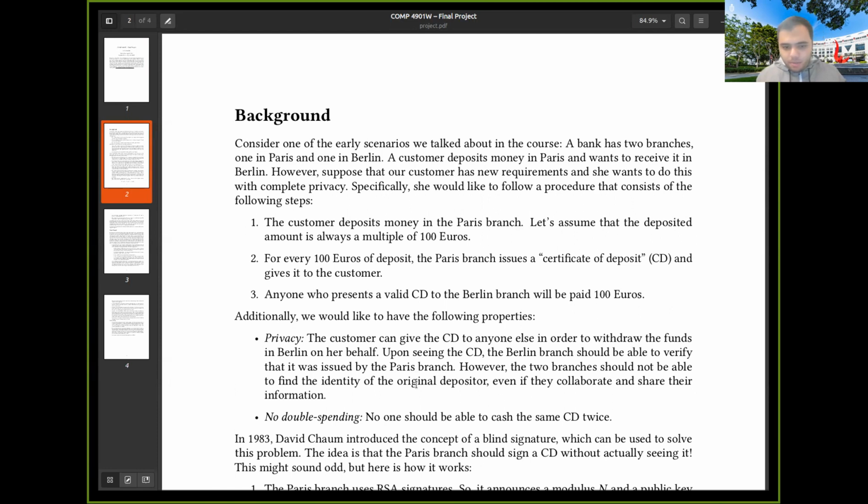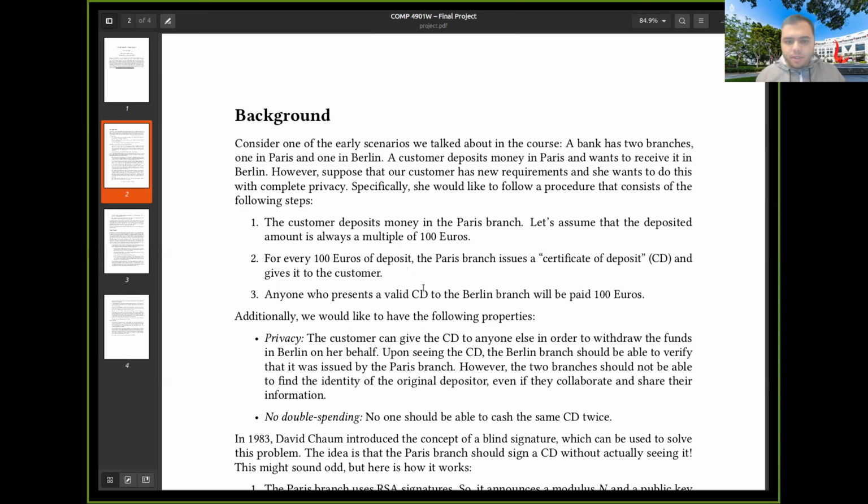So the project starts by teaching you about what we call eCash, which is kind of a cryptocurrency that was invented by David Chaum back in 1983. And this is, in a sense, a centralized cryptocurrency. So we have some sort of a central bank. Of course, the way we're explaining it here, the bank has 2 different branches. It has a branch in Paris and a branch in Berlin. But it doesn't have to be like that. We can have a bank that has just exactly 1 branch.